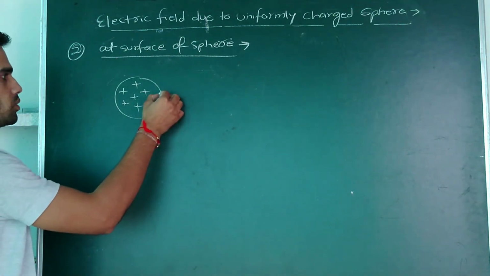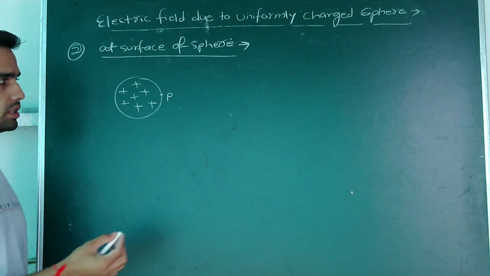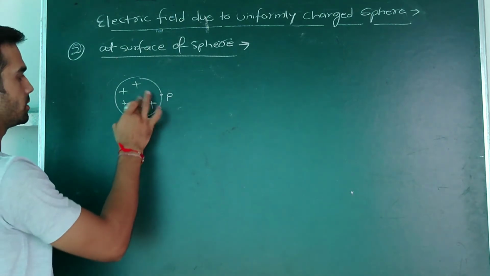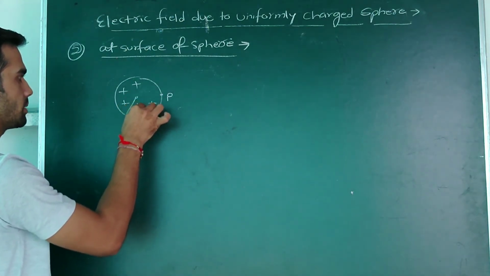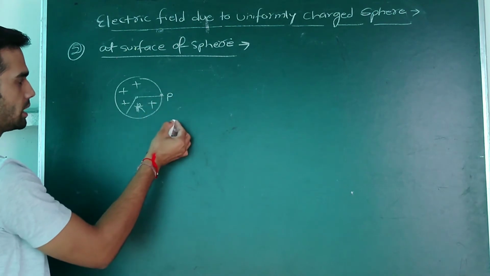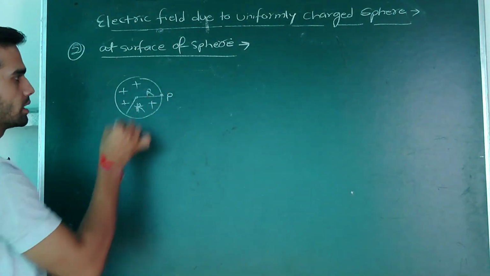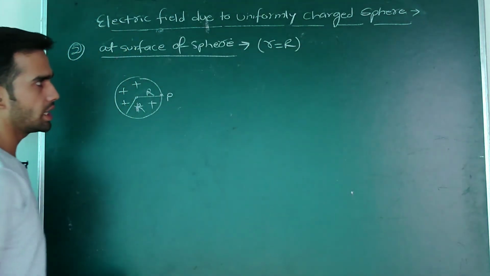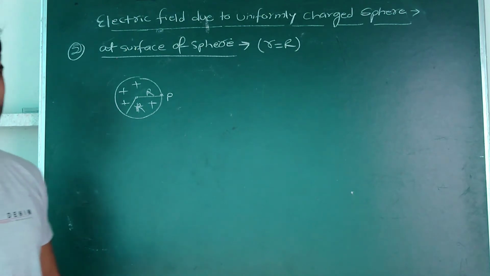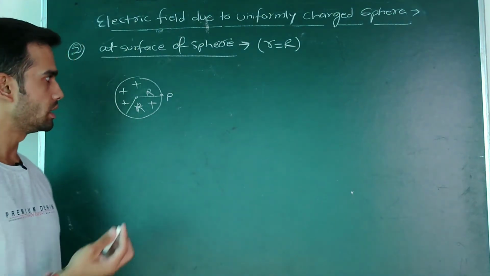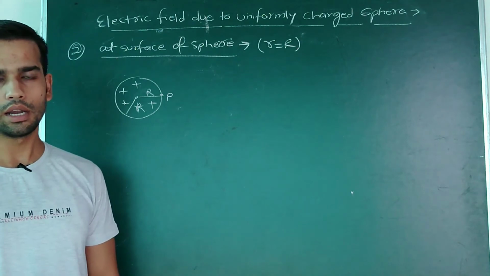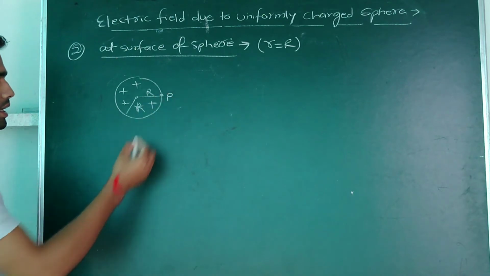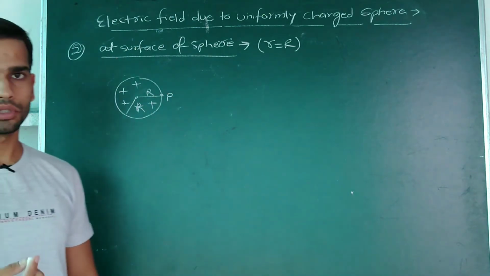Now you want to calculate the electric field at this point P, which is situated at the surface of the uniformly charged sphere, where the radius of the sphere is capital R and the distance of point P in this case is also capital R. It means we can say that small r becomes capital R. Small r is the distance of the point at which we want to calculate the electric field, and in this case the value of small r and the radius of the sphere are both the same. So in this case, to calculate the electric field, the procedure remains the same.